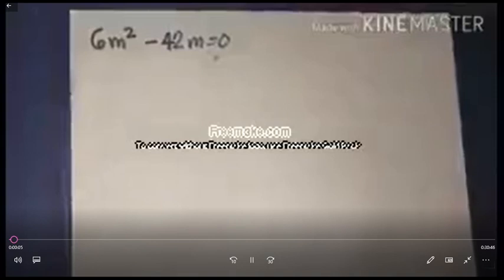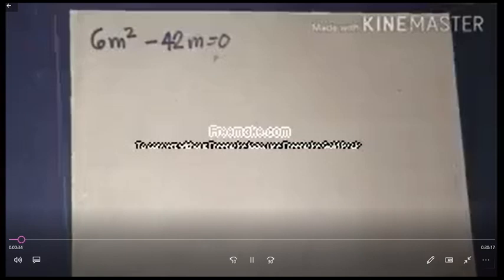Okay, so now we are going to solve quadratic equation by factoring method. So in this method, we could apply 5 simple steps. First, we need to transform the quadratic equation into standard form, if needed. Second is to factor the quadratic expression.